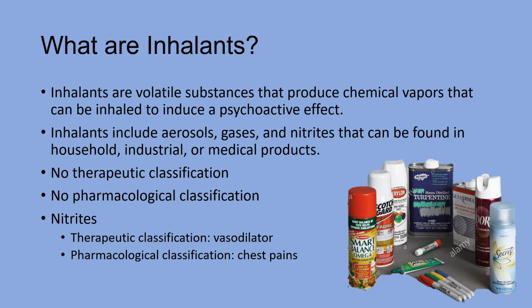There is no therapeutic or pharmacological classification, except in the case of inhalants that include nitrites. Nitrites have a therapeutic classification. They work as a vasodilator, and they have a pharmacological classification in which they are used to treat chest pains and hypertension. In the image to the right, I've included some household items that are commonly abused in order to get high, including Sharpies, glue, and paint thinners, just to name a few.